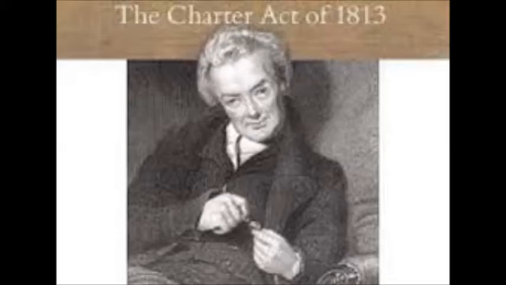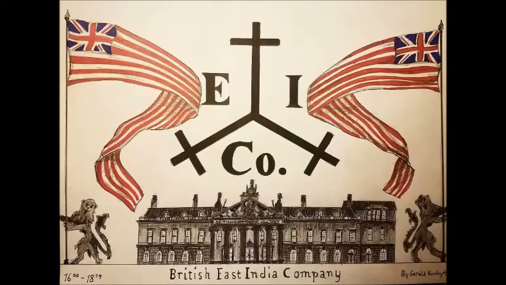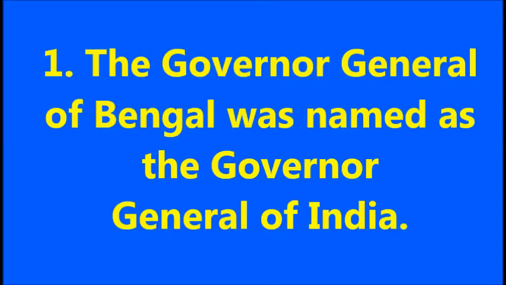Students, now let us learn another important act known as Charter Act of 1833. This act aimed at improving the Indian situation. It also licensed East India Company to remain in India for another 20 years. The main aspects of this act are as follows. The first one, the Governor General of Bengal was named as the Governor General of India.